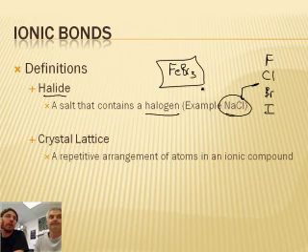Okay. And crystal lattice is a repetitive arrangement of atoms in an ionic compound. I'll just jot that down. We'll put some more meat on that in just a second.